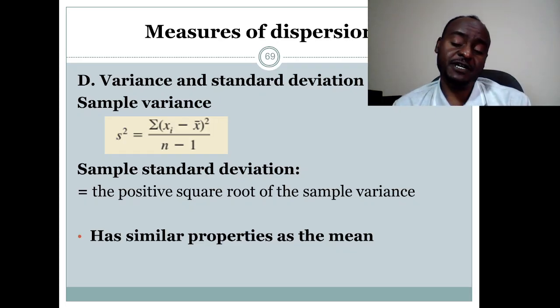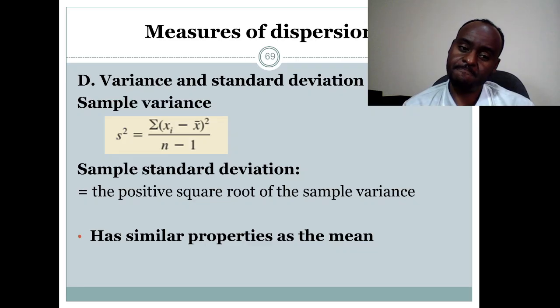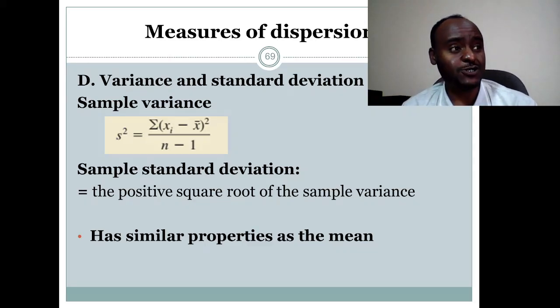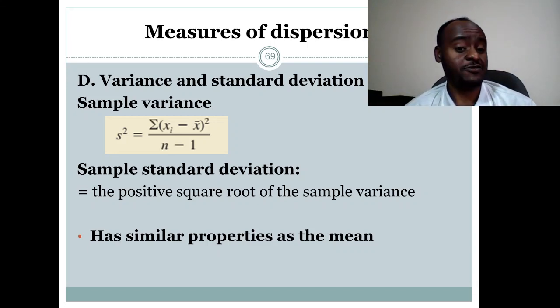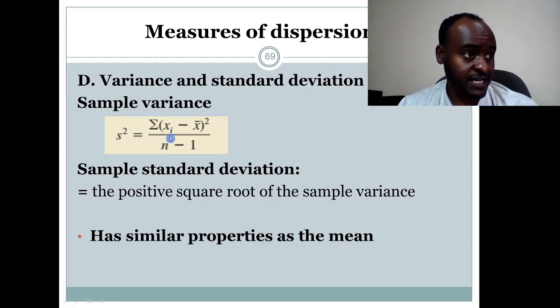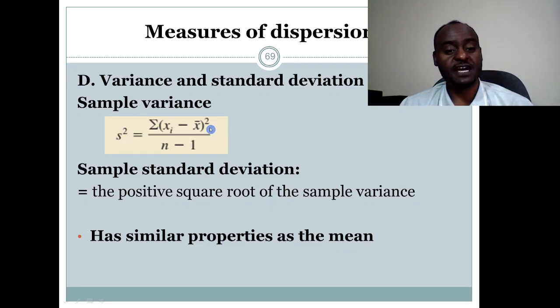The fourth indicator for measure of dispersion is variance and the standard deviation. Variance is also a measure of the variation, the dispersion or the spread of the data points around the mean. The way we calculate the sample variance is: summation of xi, a specific data point, minus the sample mean, the whole squared, over n minus 1. Now the point is that there is a square here.